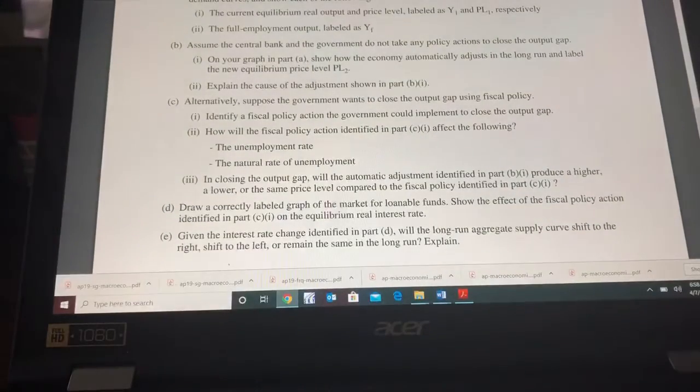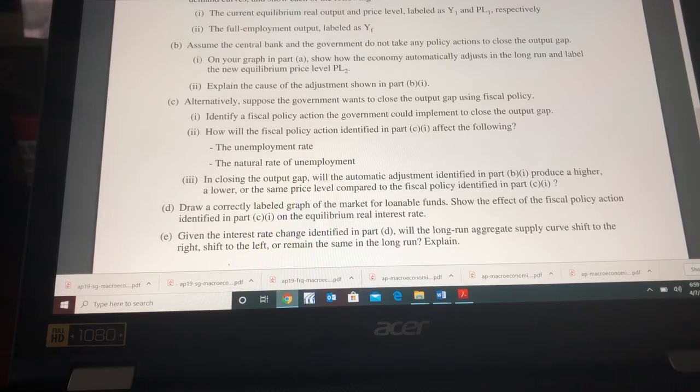We've gotten C. Now let's look at D. D says, draw a correctly labeled graph of the market for loanable funds. Oh my gosh, now we're getting into monetary policy. I always told you that these first questions are going to have fiscal and monetary policy together, and then they go into foreign exchange. But because of this year, we did not get to foreign exchange. It's not on the AP test. It will not be there.